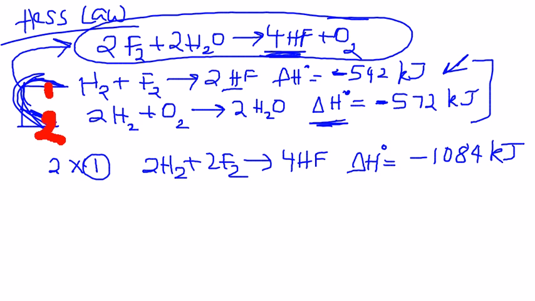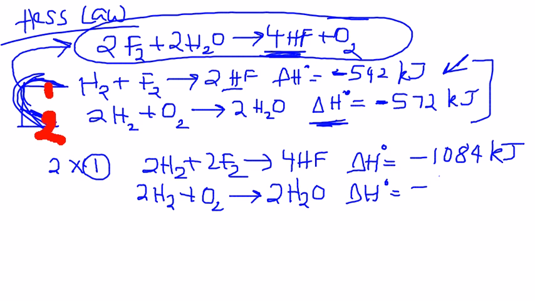And now let's take a look at the second equation. 2H2 plus O2 gives you 2H2O. Delta H is still negative 572 kilojoules. Well, notice that in your given reaction, the water is supposed to be on the reactant side, and also realize that there is no other reaction which contains water other than the second reaction. So what must you do? What if I multiply the second reaction by a negative 1?